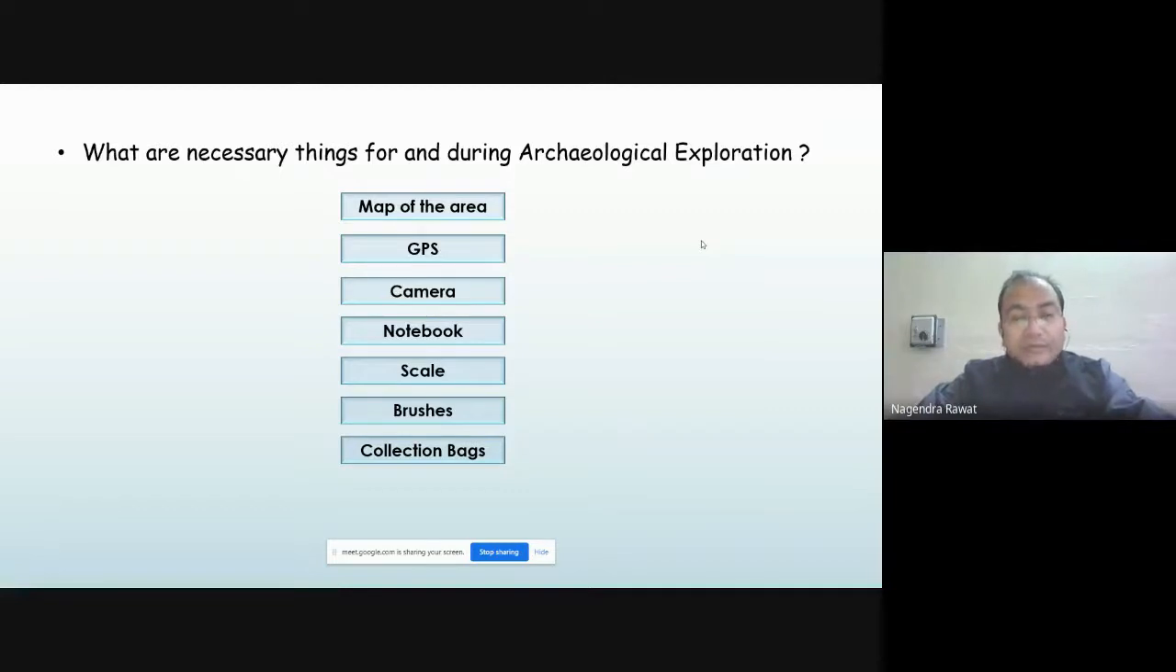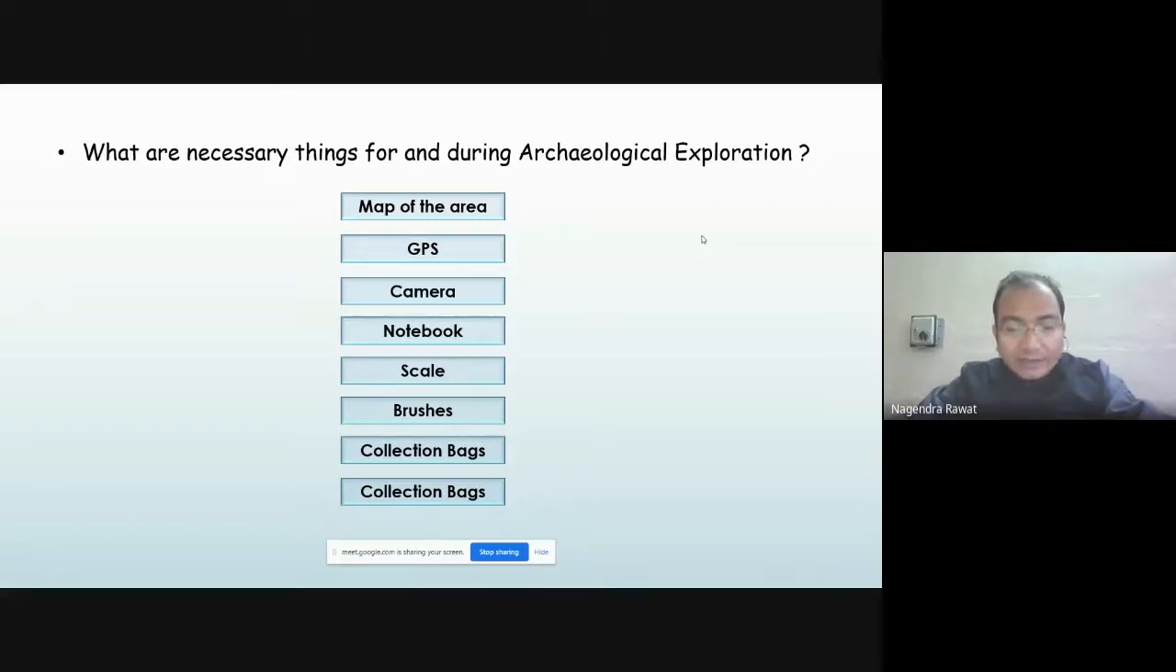Fortunately, if you get some archaeological material, you have to carry a specified collection bag with you, as well as some collection tags. I'm sorry, I forgot to rename it, but it is a collection tag.